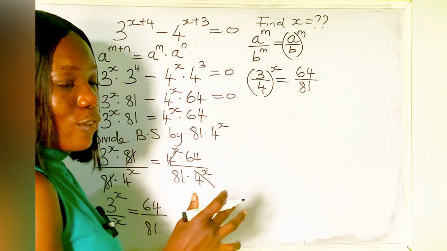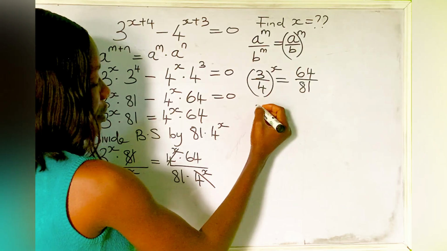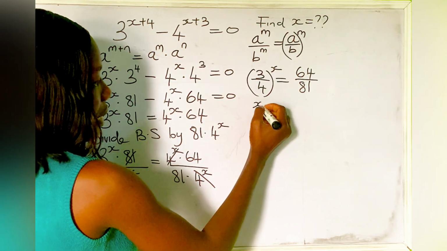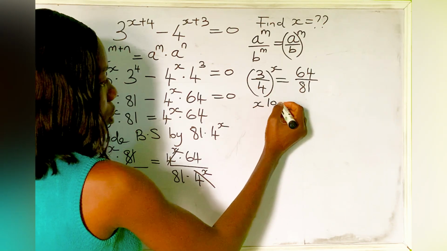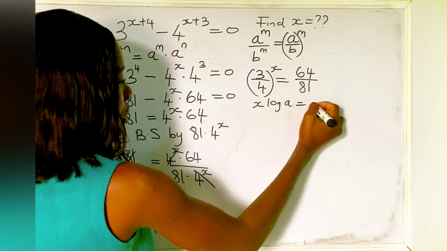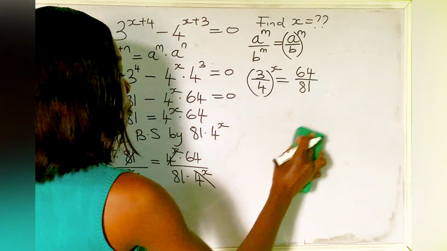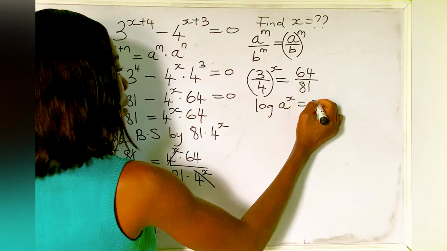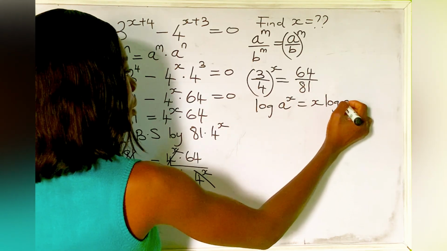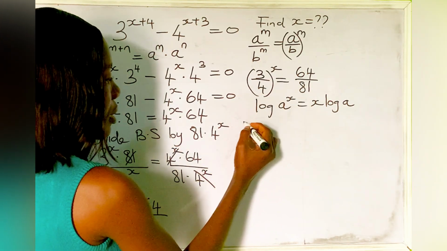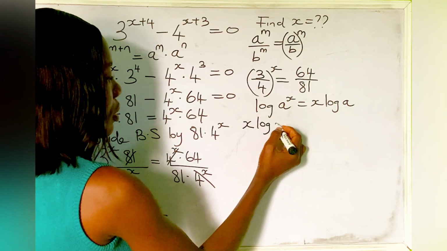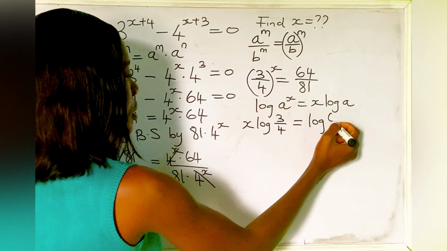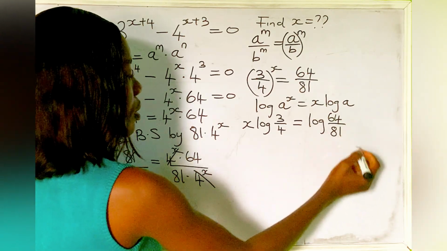Now we're going to take the log of both sides by applying this rule, where log a to the power of x is the same thing as x log a. Now that means x log 3 over 4 is equal to log 64 over 81.